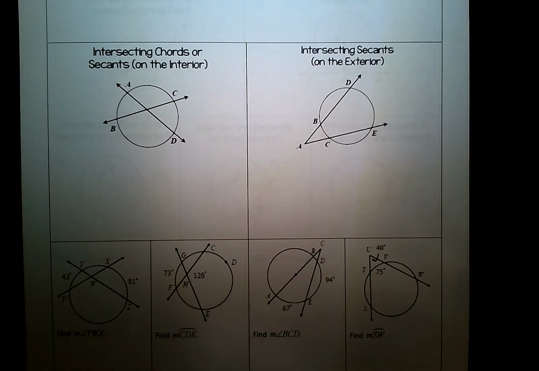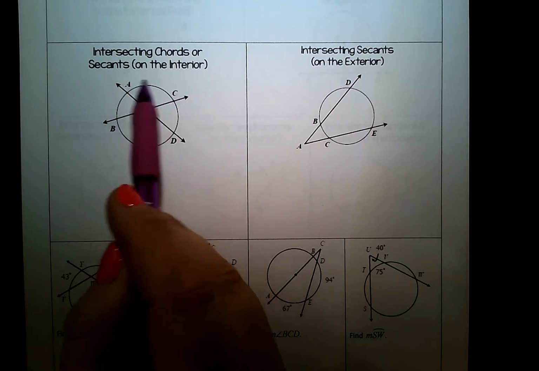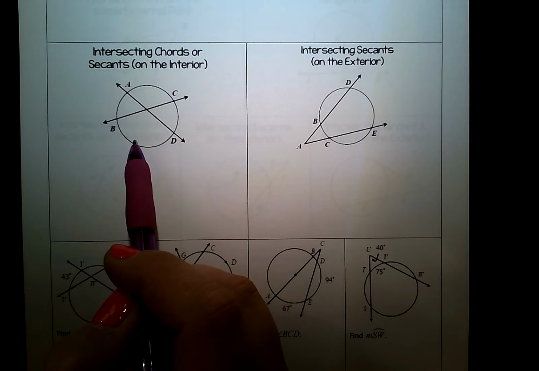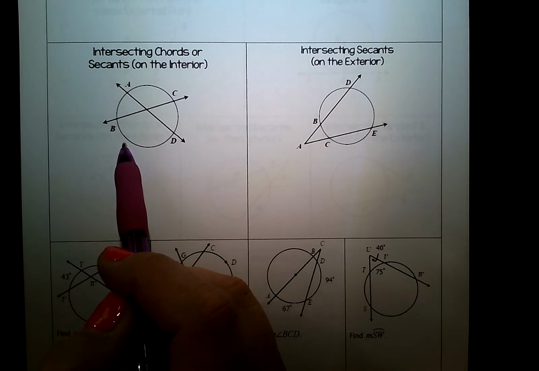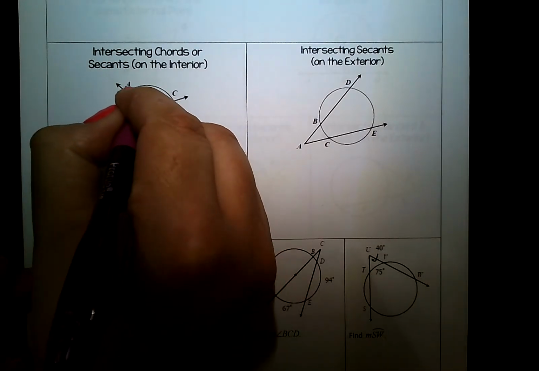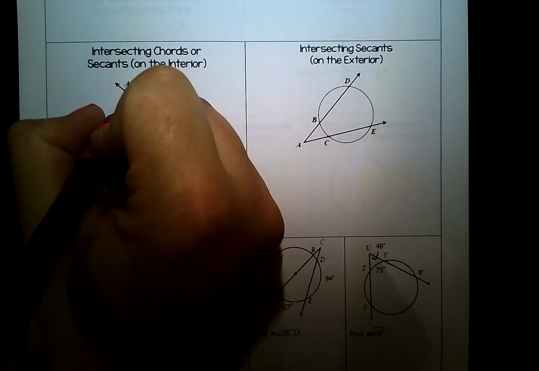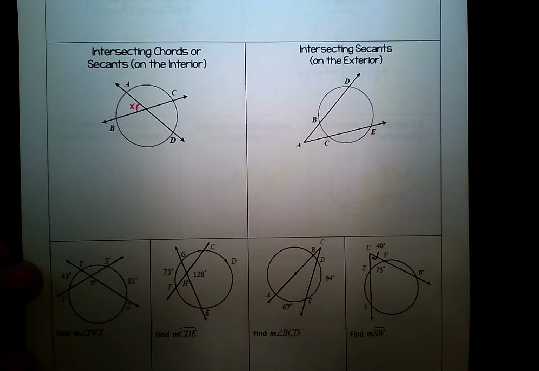The first formula we need to understand is for the lines that intersect on the interior of a circle, creating interior angles. So let's say I want to find this angle that's marked here. I'll call it X. There's a special formula that goes with this situation.